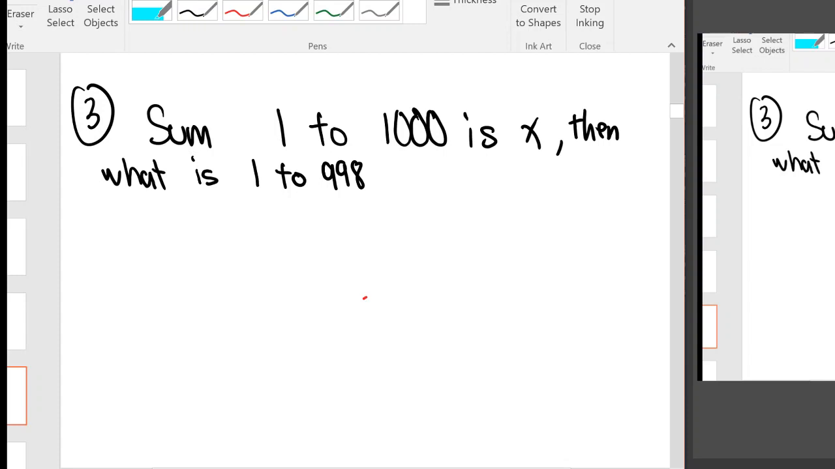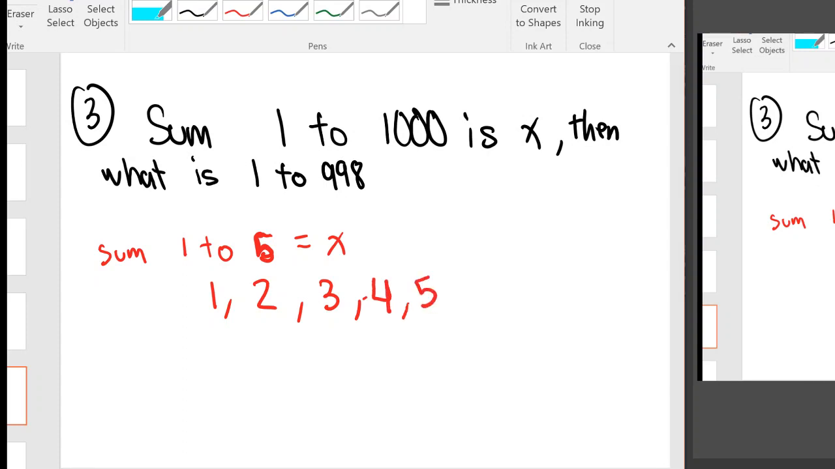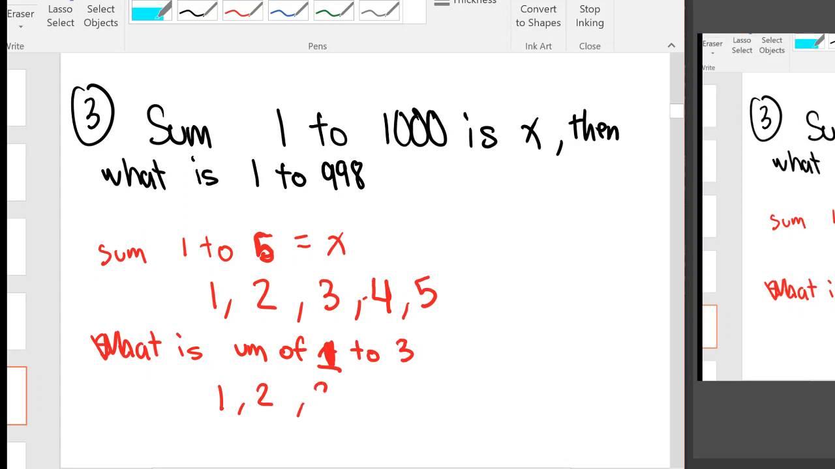So suppose this was the sum of 1 to, let's say, 5. That is equal to x. That means I have 1, 2, 3, 4, and 5. And then I said, what is the sum of 1 to 3? Well, then I have 1, 2, and 3.